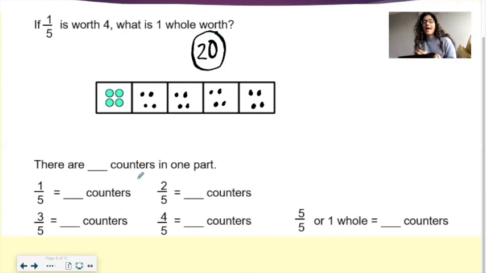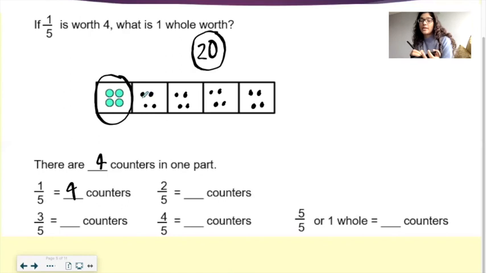So there are how many counters in one part? We have 4 counters in one part, because one part means 1 out of 5, which is here. So 1/5 is how many counters? 1/5 means one part out of these 5 parts. How many counters do we have? 4. Over here, 3/5 of those counters.